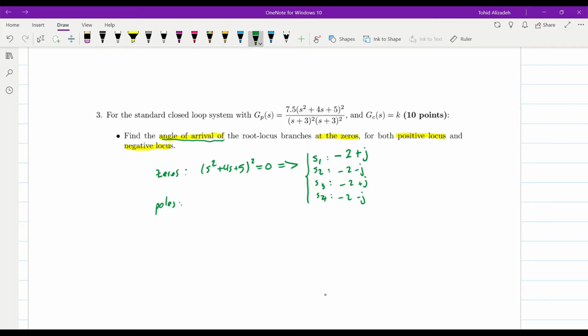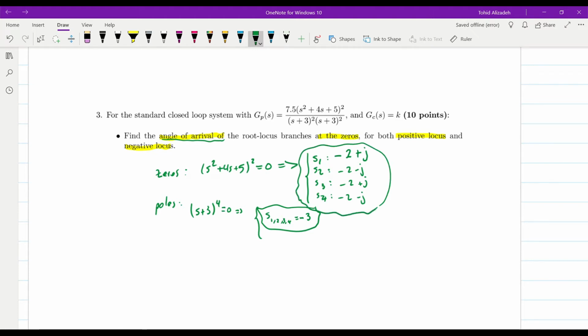For the poles of the system, it's quite easy. We have (s plus 3) to the power of 4 equal to 0, so we have s1, 2, 3, and 4, all of them located at minus 3. So we have 4 poles at minus 3 and 4 zeros at minus 2 plus minus j.